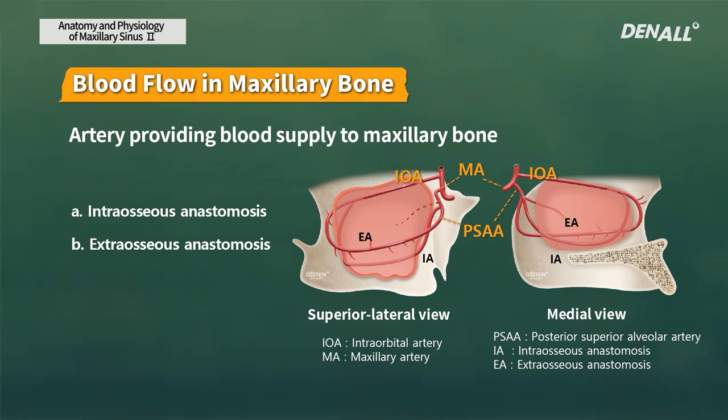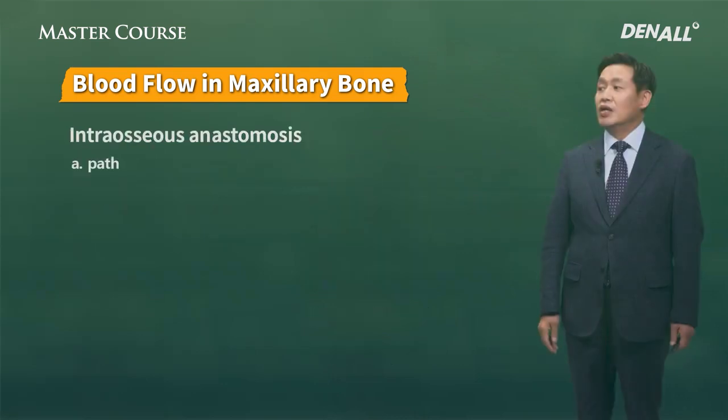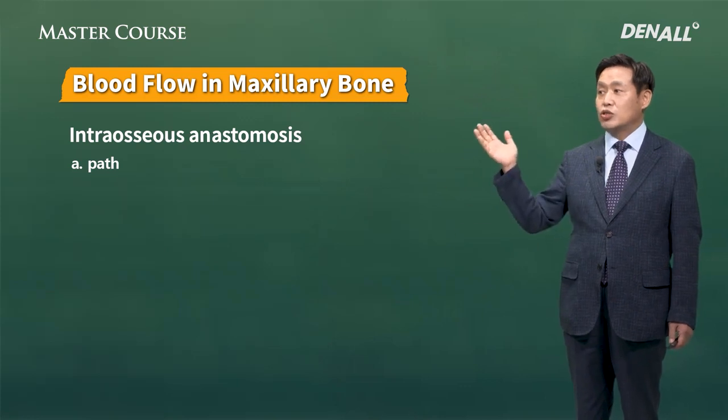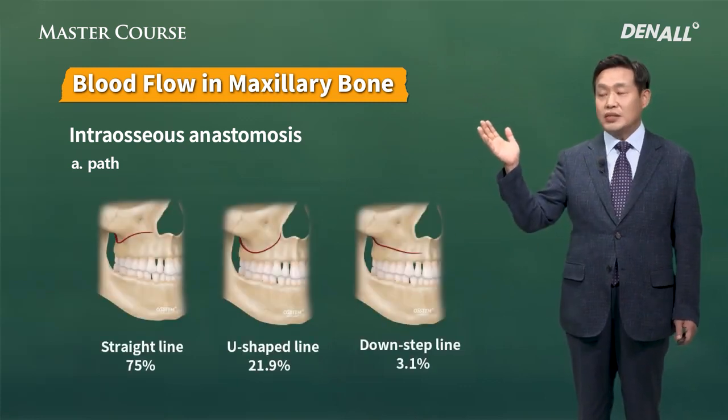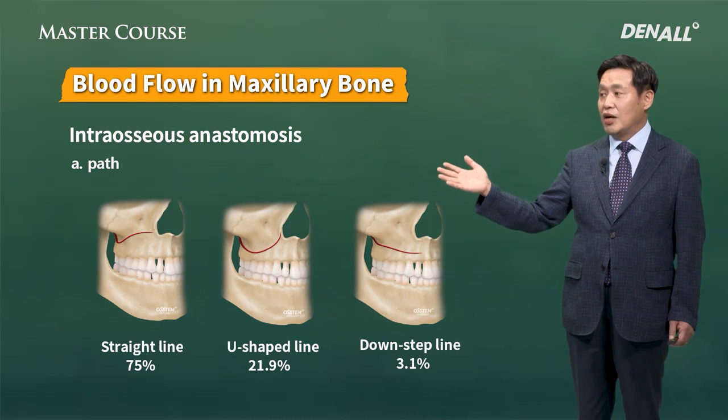When bleeding occurs, when you control the proximal side, the distal side would not be a problem, but both sides can bleed when it comes to the anastomosis. I'll talk about it later. If you look at the path of anastomosis, there are many different patterns.